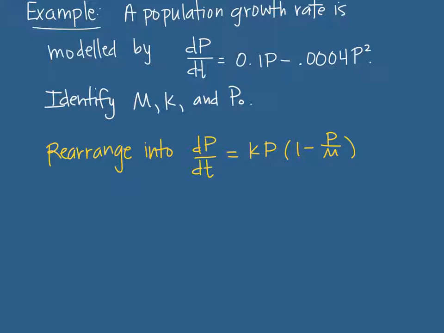Okay, not just p, but we're going to factor out 0.1p. Okay, so that's going to be dp/dt equals the factored 0.1p out, leaving me with 1 minus. Okay, could you please factor out 0.1 from 0.0004? Okay, 0.004p. Now that is still not quite in p over m form.